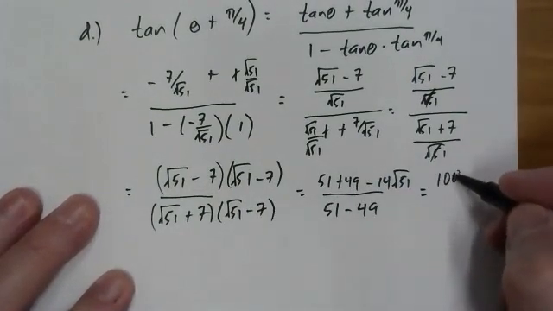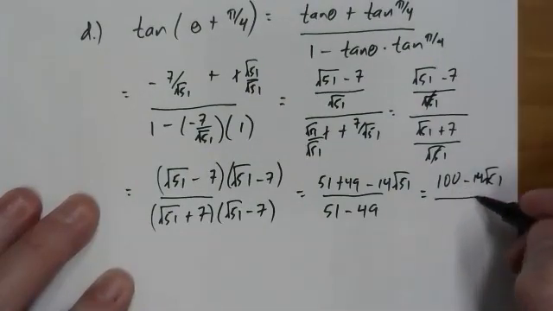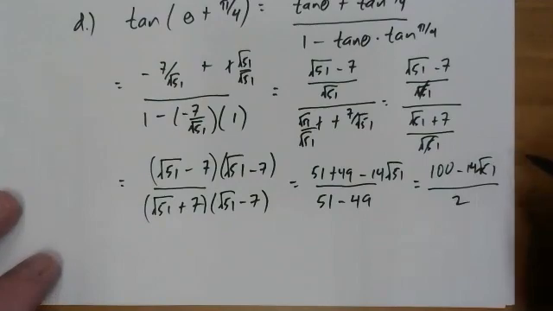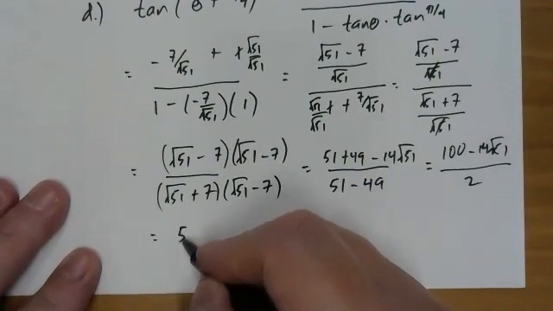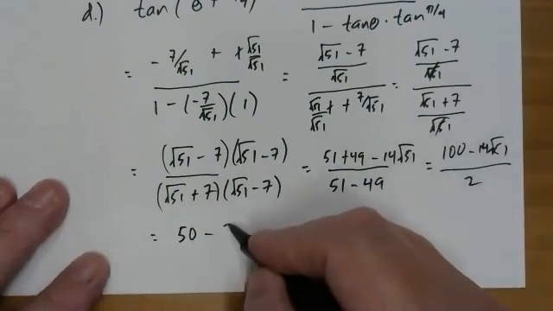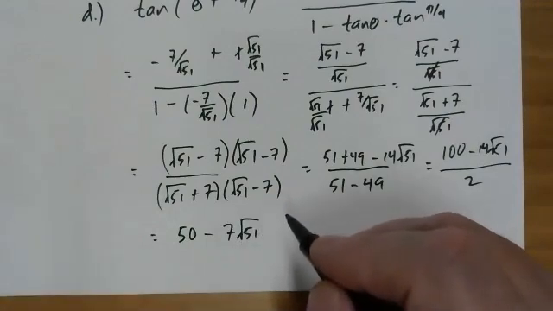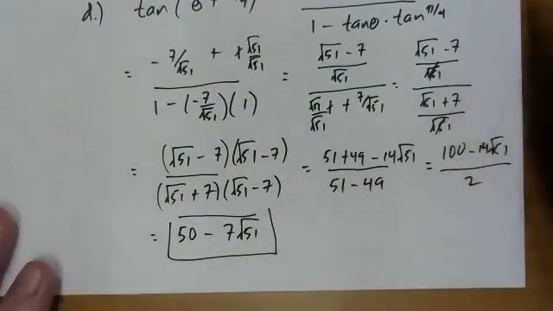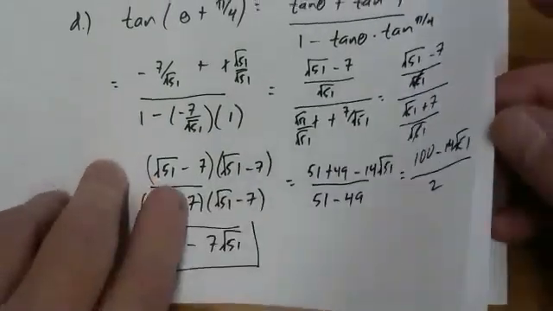So you get 100 minus 14 square root of 51 over 2. And now the 2, you can cancel out a 2 in both of these, and you get 50 minus 7 square root of 51. Fractions always make it messier, but there you go. All right, number 49.